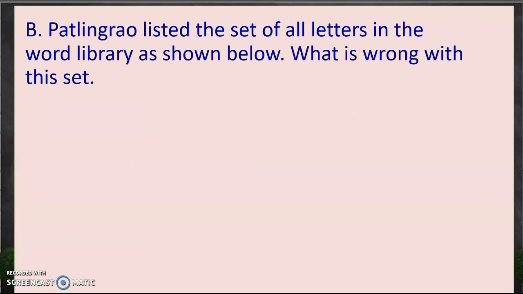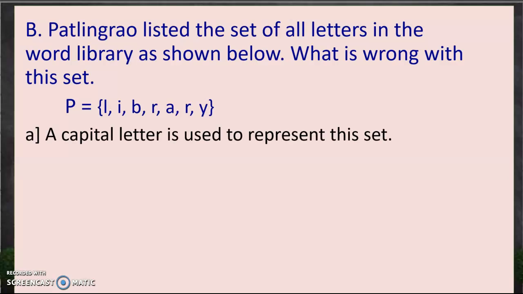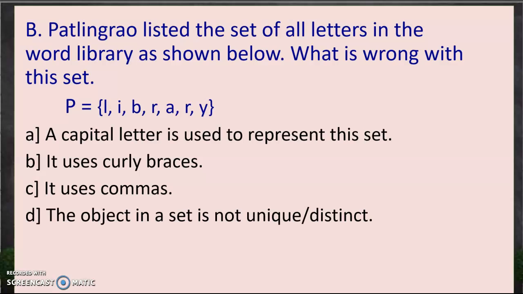Last example. Patling Rao listed the set of all letters in the word library, as shown below. What is wrong with the set? P is {L, I, B, R, A, R, Y}. A capital letter is used to represent this set. It uses curly braces. It uses commas. The objects in the set are not unique or distinct. What do you think is the answer?